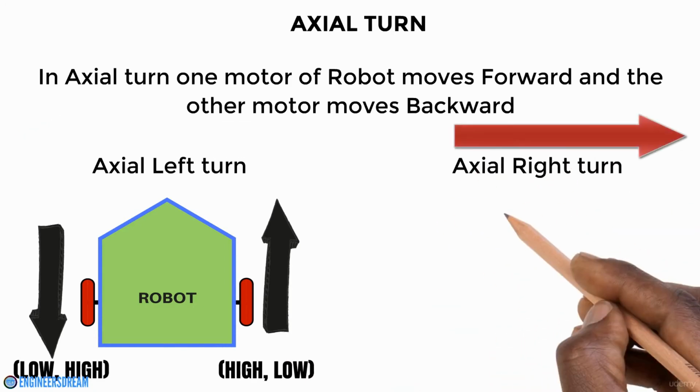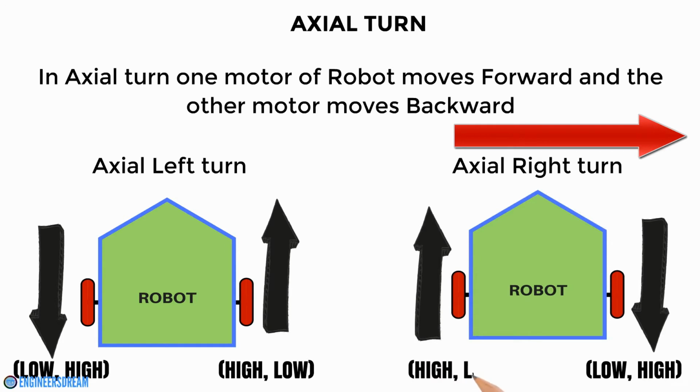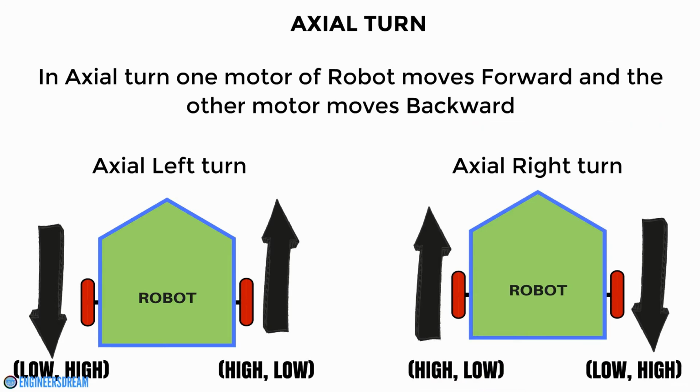Similarly, if you want your robot to take an axial right turn, then the right motor should go backward, that is, low-high, and the left motor should go forward, that is, high-low. Now, after understanding axial turns, next let's look at radial turns.